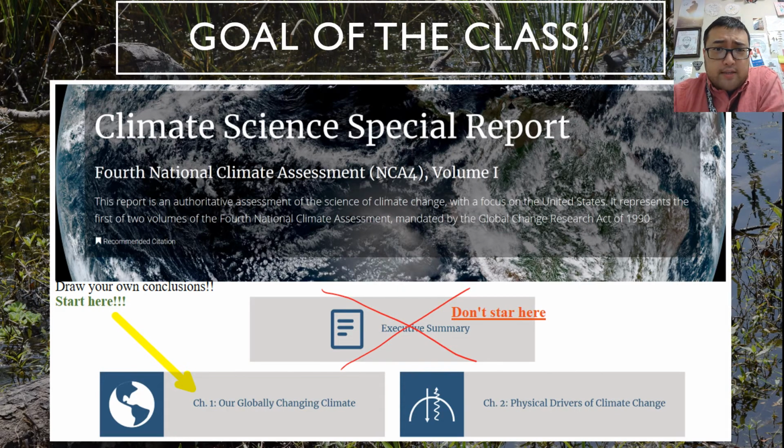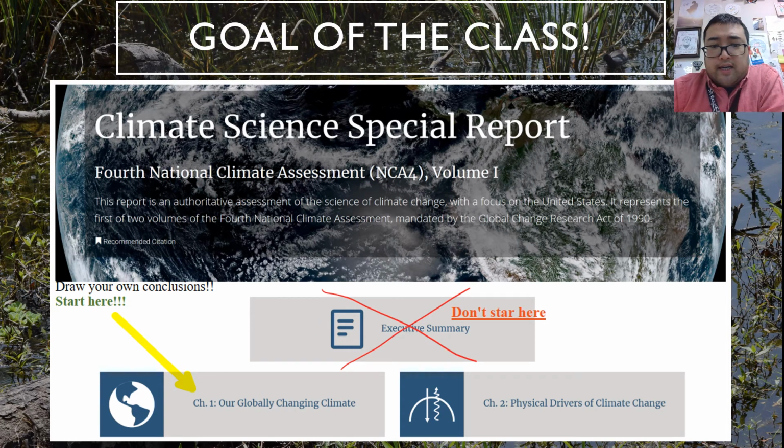So the goal of the class is to truly understand and appreciate science like you've never had before. I want you guys to be independent thinkers. Okay, that's the overarching, and obviously the AP exam, passing it with a 5, I'll like that too. But if you don't pass the AP exam, I want you guys to truly understand what it means to participate in science. So, Climate Science Special Report. So this is released by the White House.